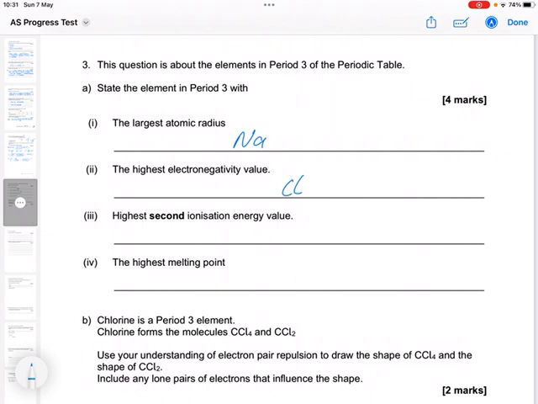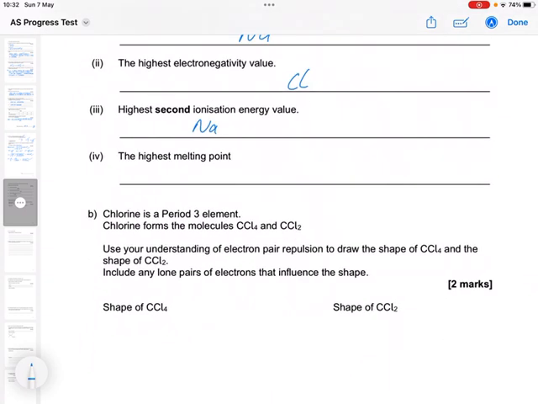Part 3, the second highest ionisation energy. That's going to be one that an electron has been removed from a new shell that is closer to the nucleus. So that's going to be sodium as well, because it's second. From magnesium onwards, the second ionisation energy will be in the same shell. But with sodium, we move to a shell that is closer in.